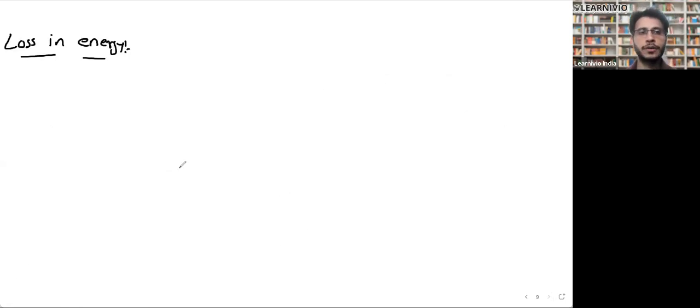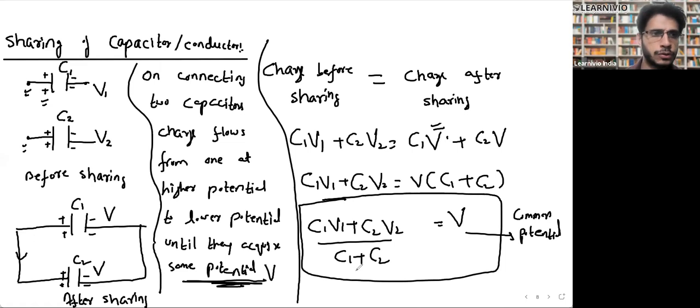Loss in energy. There is some initial energy stored in capacitor 1, then there is energy stored in capacitor 2, and there is some energy in the final system. The energy in the final system is less than the energy in the initial system. A part of the energy of the initial system gets dissipated as heat. We have to calculate that loss in energy.